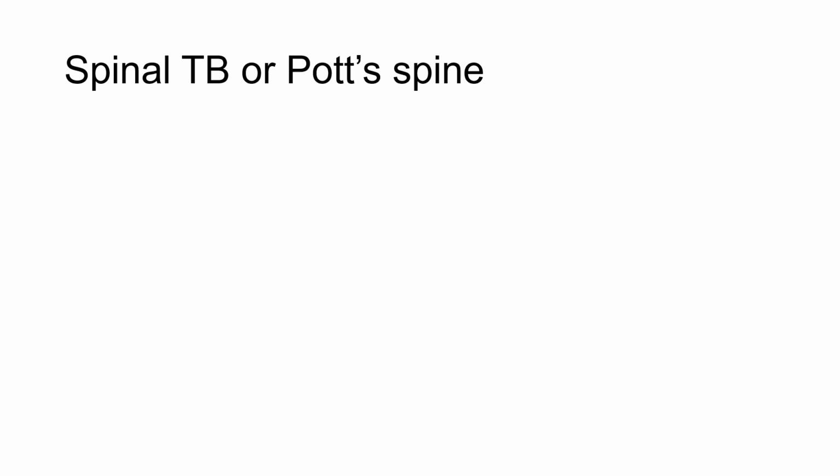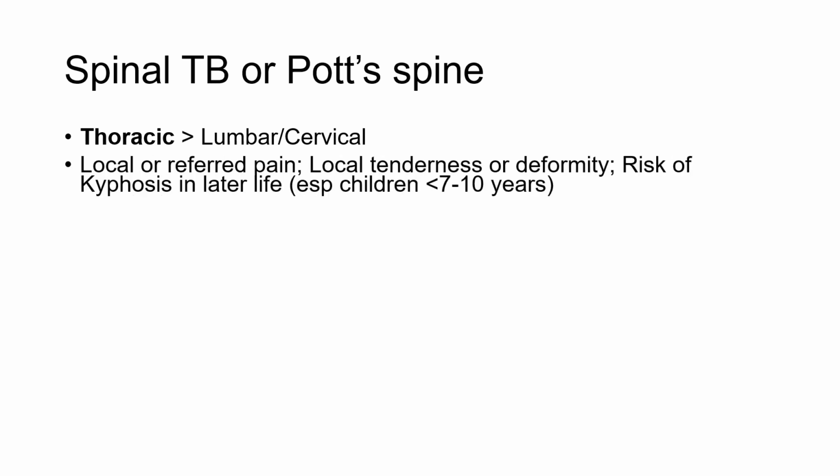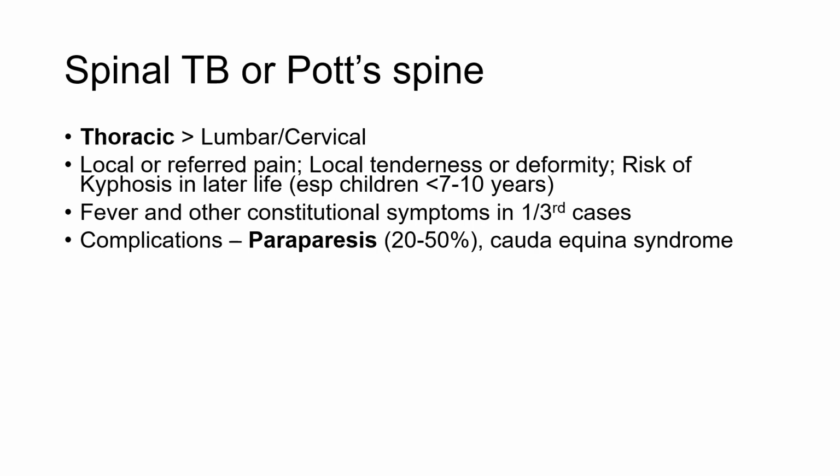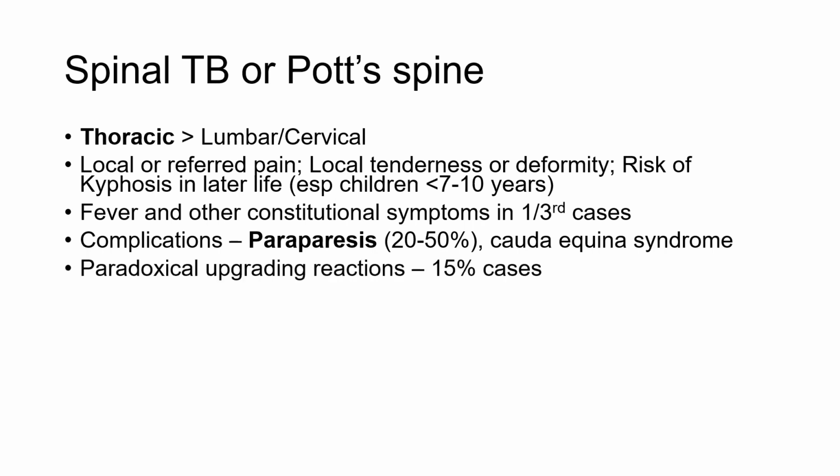So coming to spinal TB or Pott spine, the thoracic spine is the commonest site of Pott spine involvement, followed by lumbar and cervical. It can lead to local or referred pain, local tenderness or deformity, and the risk of kyphosis in later life, especially if children less than 7 to 10 years of age are affected. Fever and other constitutional symptoms are seen in only 1/3 of cases. Sometimes complications like paraparesis appear in 20 to 50% of patients, and severe cases can lead to cauda equina syndrome.